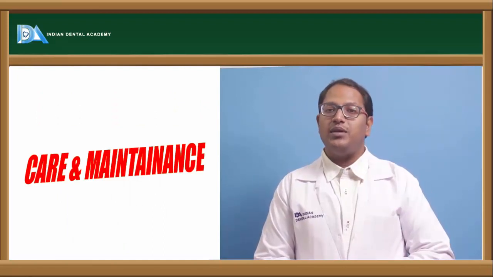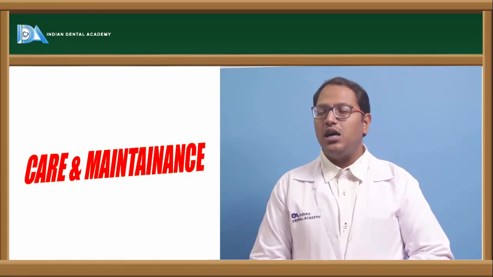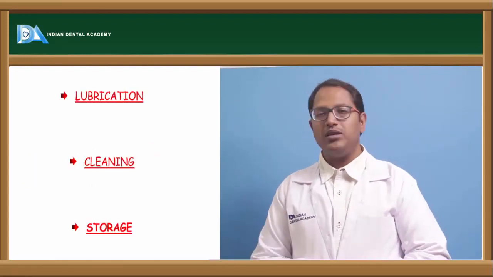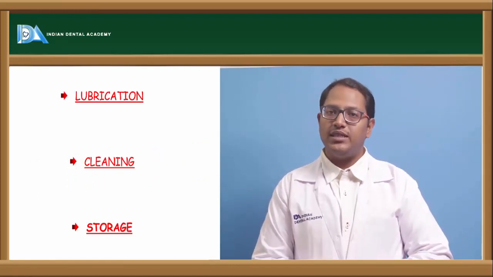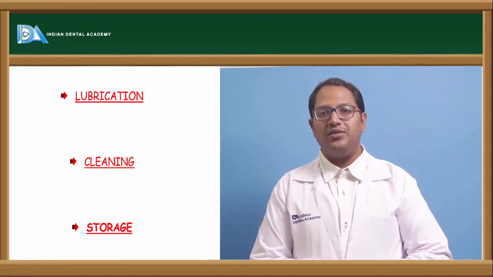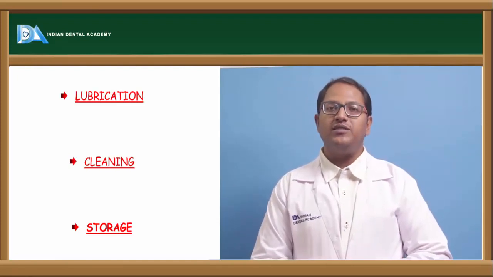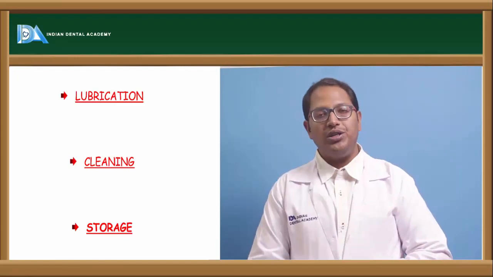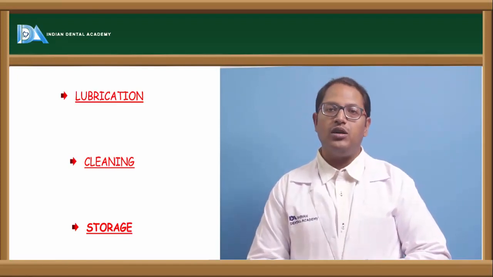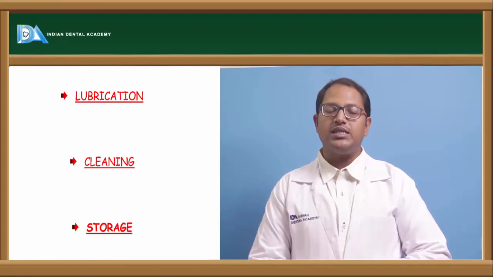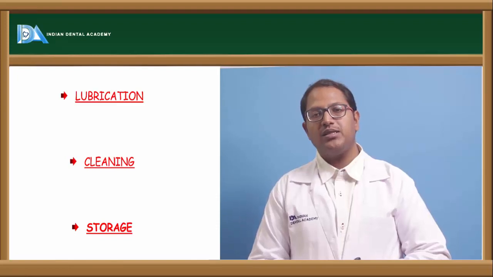Coming to care and maintenance, anything that we use requires care and maintenance. How will we care for and maintain our articulator? The first and foremost thing is lubricating the articulator from time to time. For any articulator that we are using, the handpiece oil that we have is the best lubricant. So what you need to do is dry out your articulator. There should be no water. Put the oil, not excess oil, wipe out the excess oil and then keep it as it is, like you do for your handpiece and aerators.